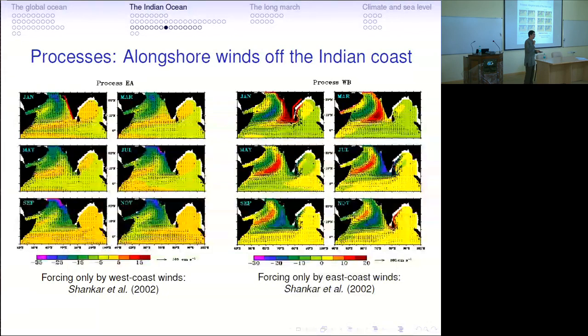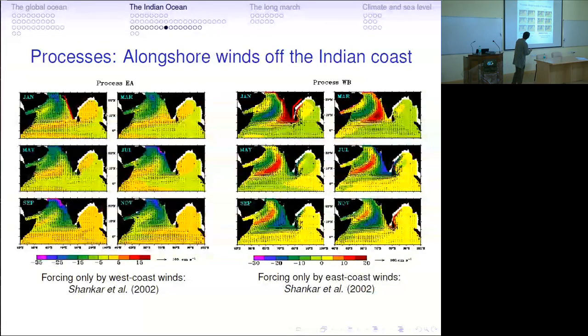So I take the full linear response and subtract from it the solution in which I have tampered with the boundary condition to allow the equal flow to go in and out of the boundary. The difference of these two simulations is just the forcing by the east coast winds. I can do the same thing with the west coast winds. This set of panels on the left is forcing by just west coast winds.